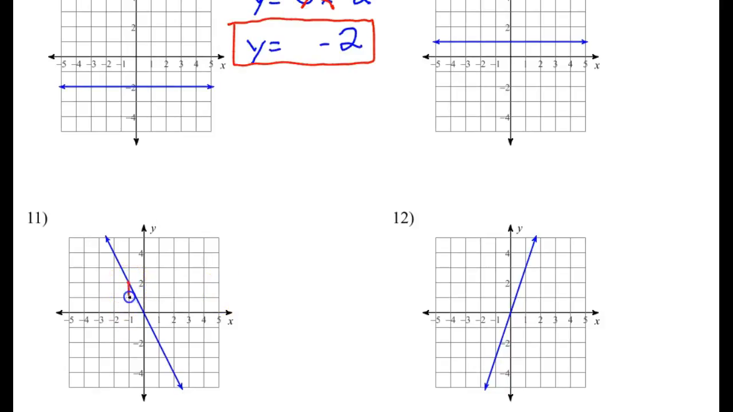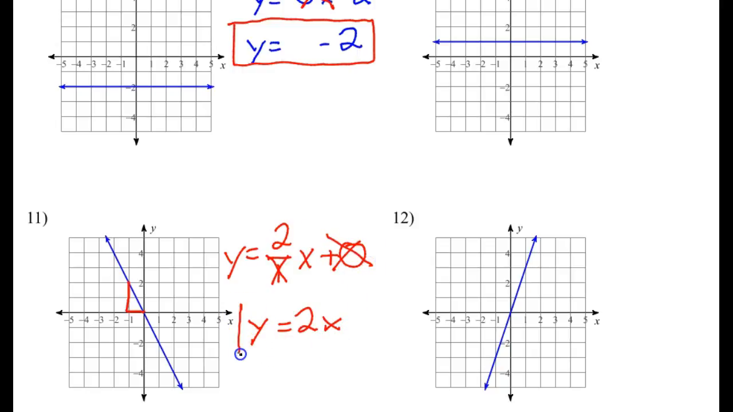On number 11, we can go down to 2 over 1. Right? It's the slope. And then the y-intercept is 0. So what 2 things do I not need? Well, one, as before, we don't need over 1. And we don't need plus 0. So your final equation is just y equals 2x.